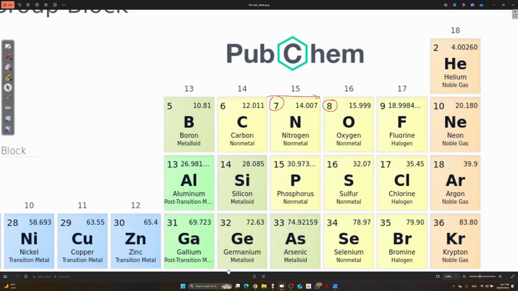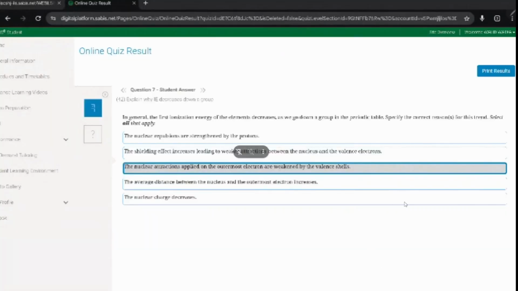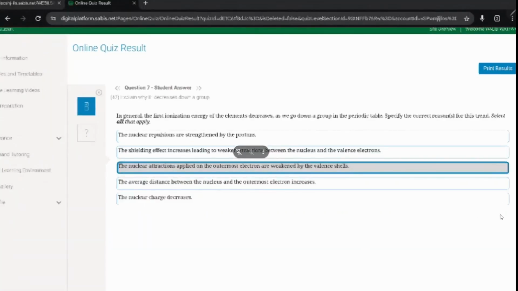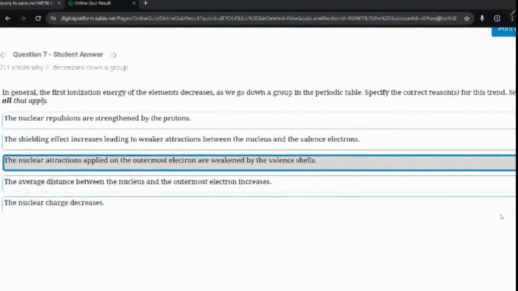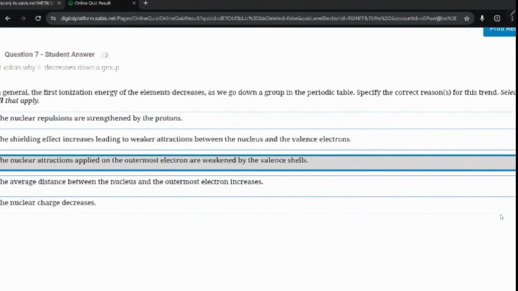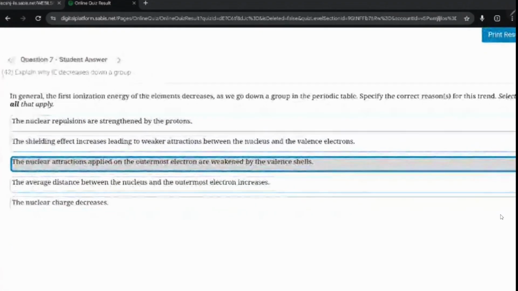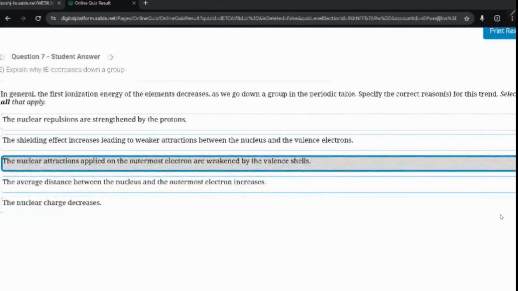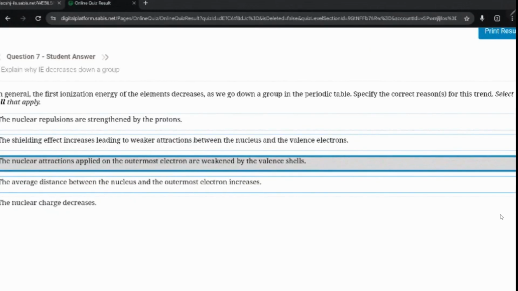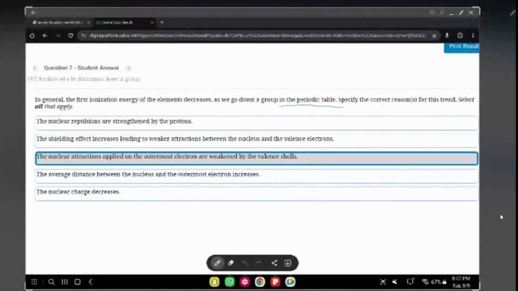So let's take a look at the choices here. Question 7. Okay, I'm sorry about the quality. I think it's because I'm on the tablet. I think you can see the quality 50-50 here, inshallah. Okay, in general, the first ionization energy of the elements decreases as we go down a group in the periodic table. I mentioned this already. Specify the correct reasons for this trend.